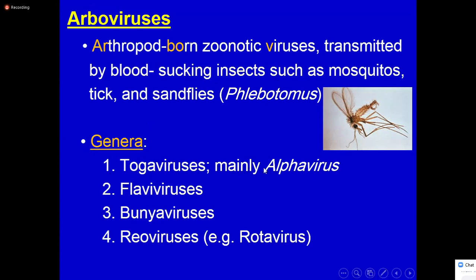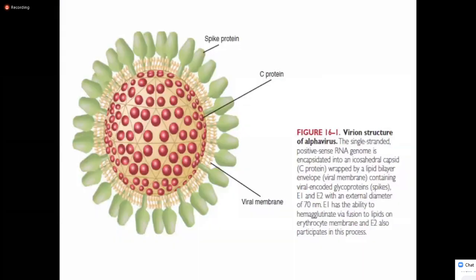The arboviruses have four genera: togaviruses, mainly alphaviruses, which are important in human beings, flaviviruses, bunyaviruses, and reoviruses. We have talked about rotavirus previously. So today we will explain toga, flavi, and bunya viruses, starting with the alphavirus, which is a togavirus.